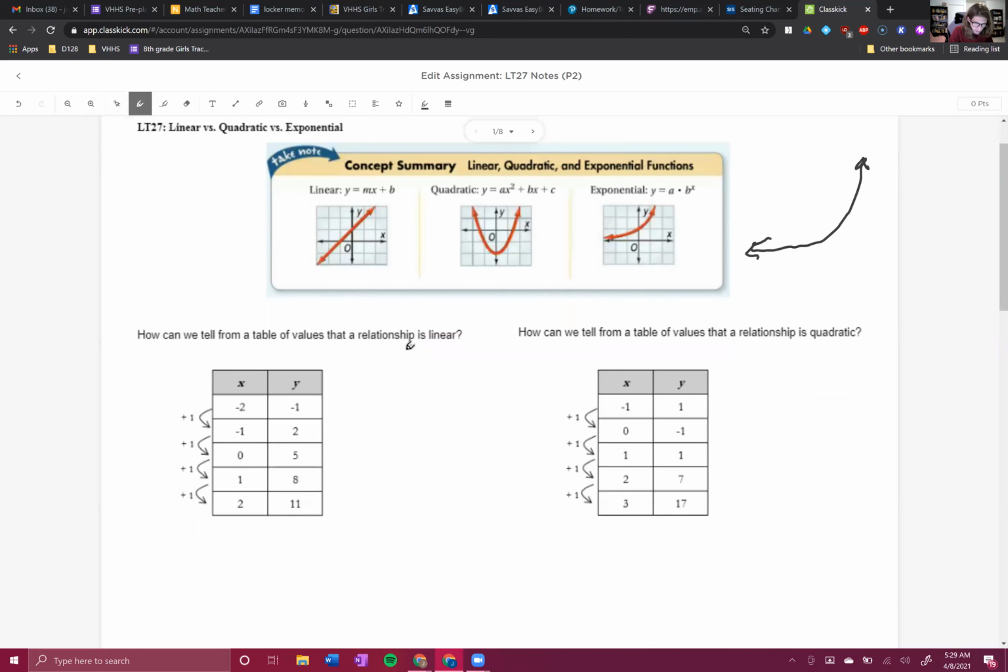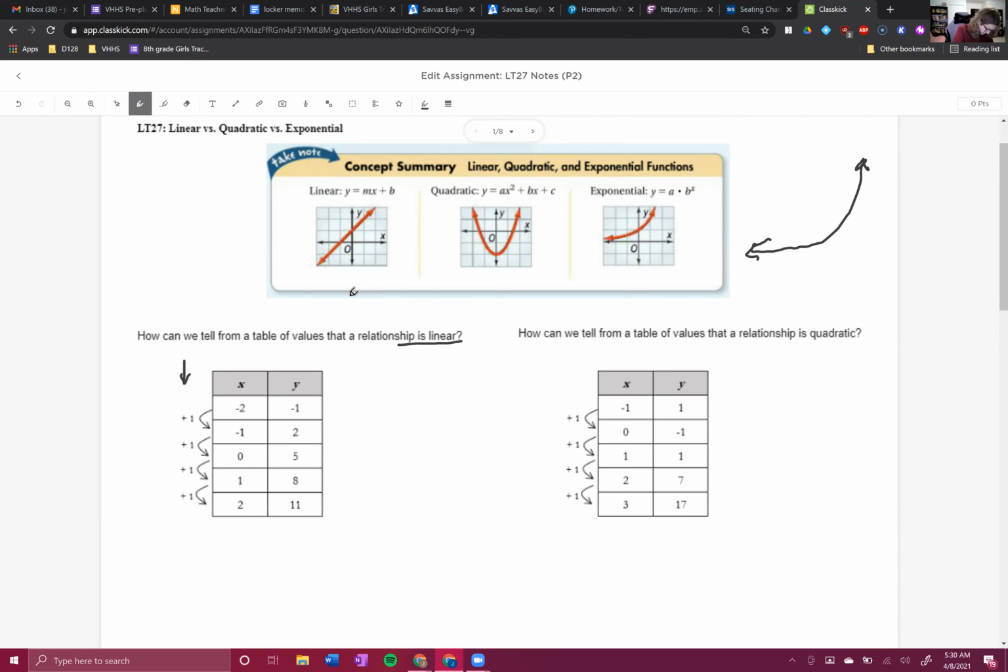We're going to talk about tables. It's been a little while since we've talked about tables and looking for these relationships. We've already actually done linear. It's been a couple months, but we've done these before. If the x changes at the same rate, so you see our x values go up by 1 and 1 and 1 and 1, how do we know the relationship is linear?